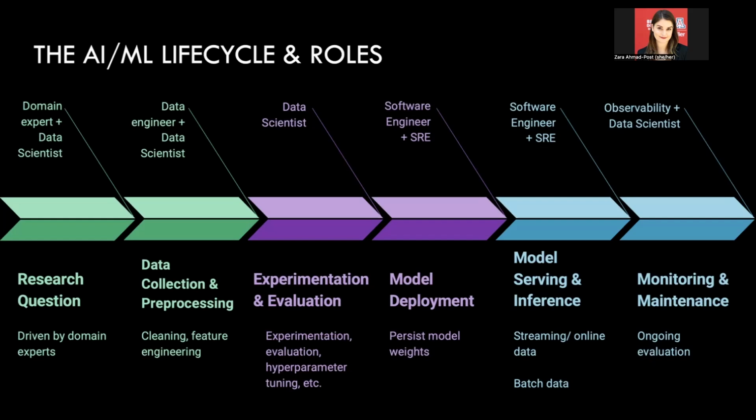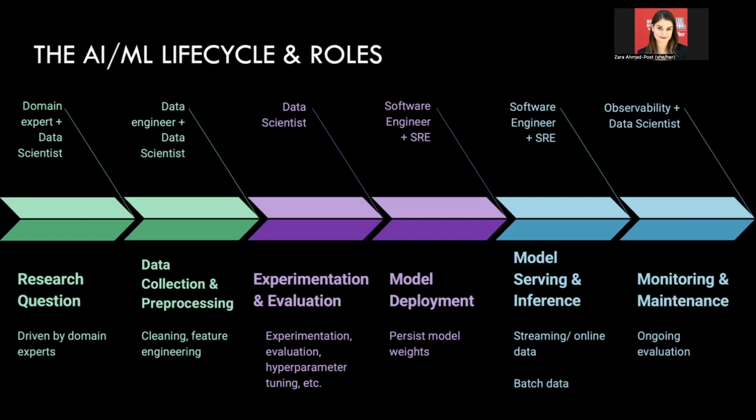The experimentation and evaluation stage is really driven by the data scientists, right? That's where we shine. We are going to build our models, do our experimentation, keep track of the results, do hyperparameter tuning, all of that. After that, we're going to have our model deployment, and that's where we really persist our model weights or the model object itself. For that, we're going to need to bring in our software engineers and some SREs.